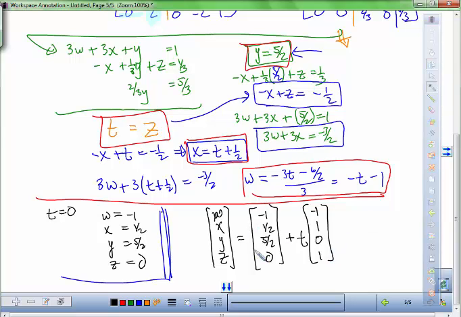So, let's talk about where they came from. This is when T is equal to 0. So in all these red boxes, when T is equal to 0, your W is equal to -1. When T is equal to 0, your X is equal to 1/2. Well, this has no T. So that's just 5/2. And when T is equal to 0, Z is equal to 0. All right? Now, these are the coefficients of T. So for the W, the coefficient of T is -1. The coefficient of T is +1 for X. Now, there's no T here. What's the coefficient of that? That's 0. And then the last one, the coefficient of T is 1.